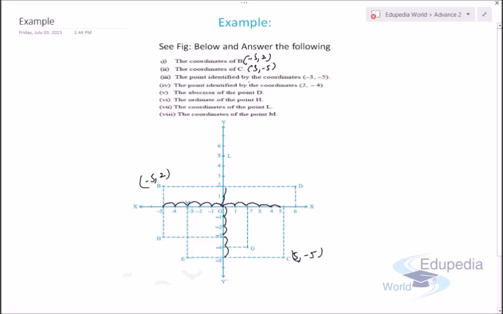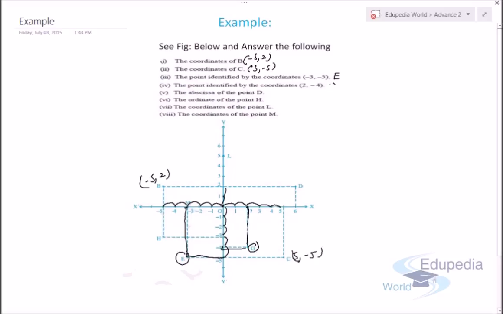The point identified by the coordinates -3 and -5. Now we have to locate the point -3 and -5. -3, so this is a point. -5, so this is a point. So we can clearly see that these two points intersect at point E. So this is the point E. Next question, the point identified by the coordinates 2 and -4. So here it is 2 and here it is -4. We can clearly see these points intersect at point G.